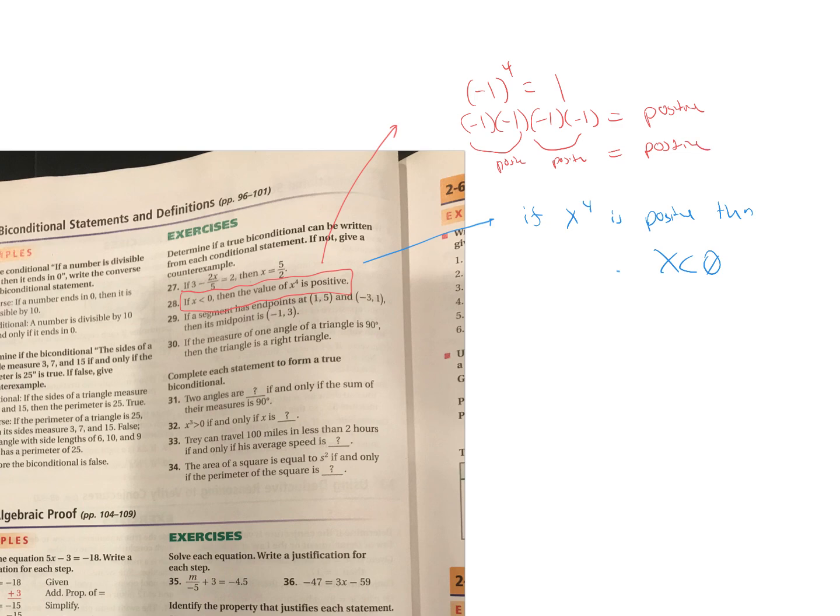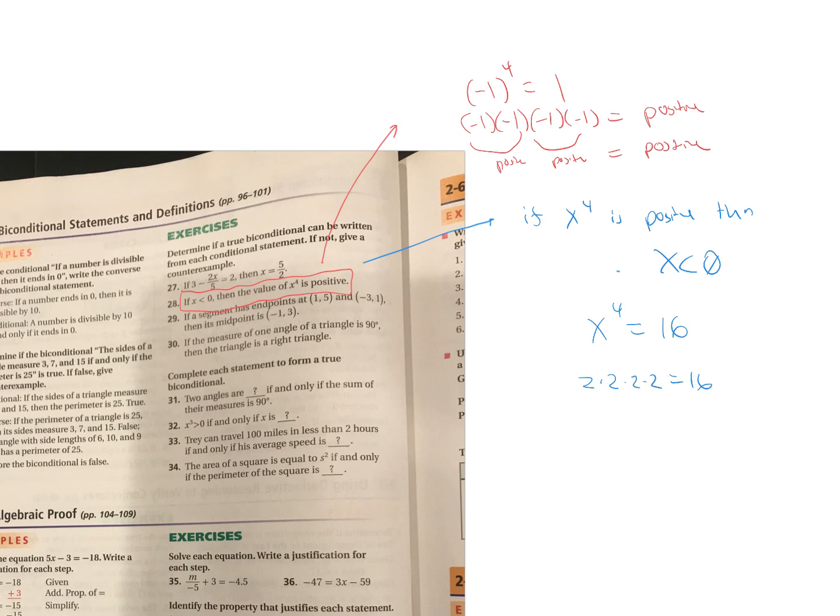But what about the blue? What about the converse? If x to the 4th power is positive, then x is less than 0. Well, that's actually not true. And the reason is because, x to the 4th, a prime example would be 16. And that's 2 times 2 times 2 times 2.